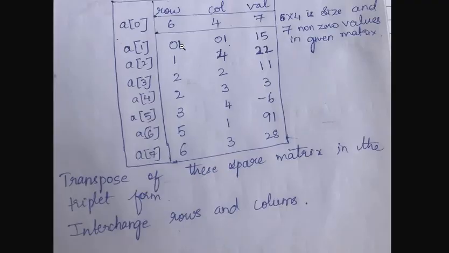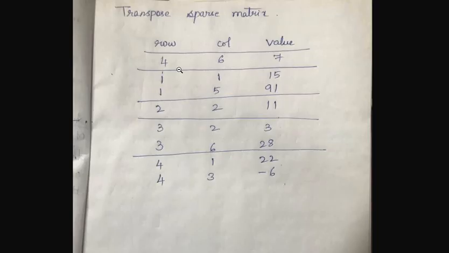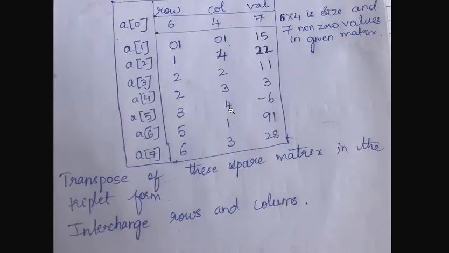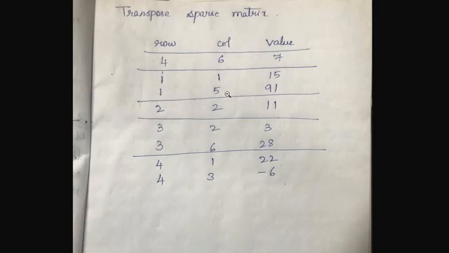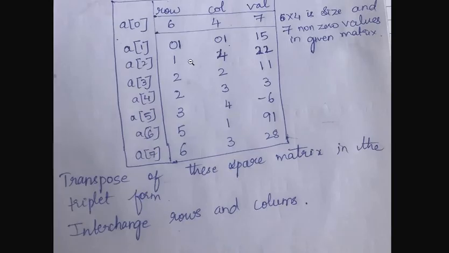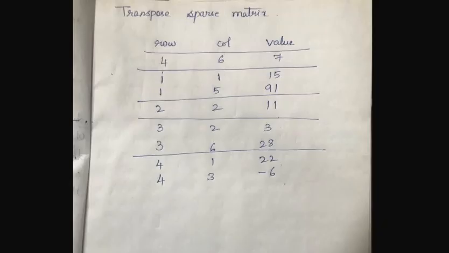Now see, first row, first column, we have 15. Write it as first row, first column is 15. Next, again check for the first entry. Here it is. So first row, fifth column, it is 91. Next, again you should check the column section only. Okay, that is our row now. Second: only one is there. Second row, second column, the value is 11. Mention the same.